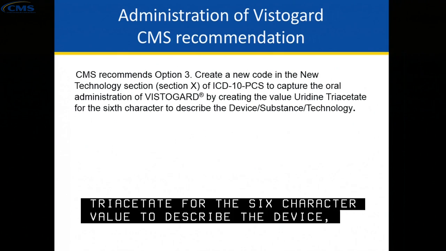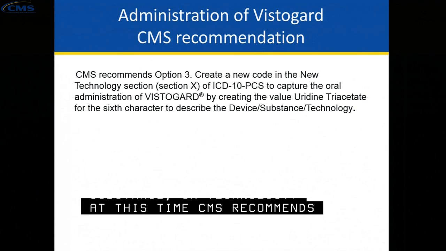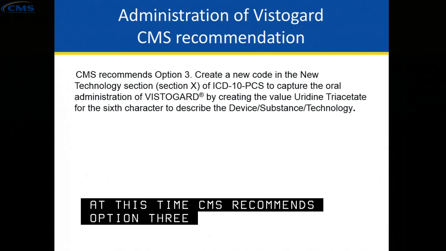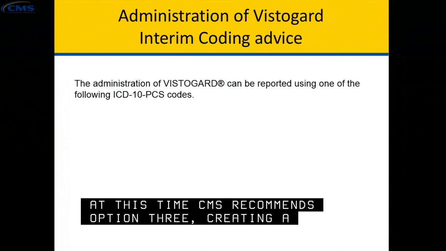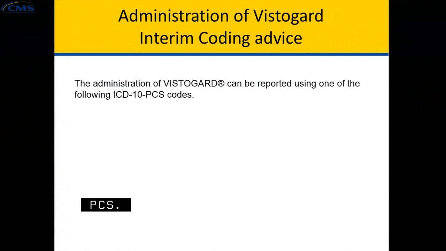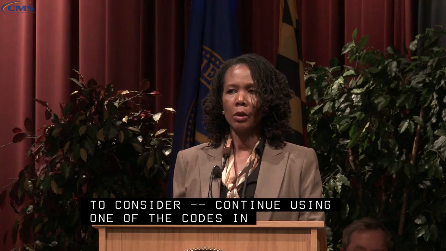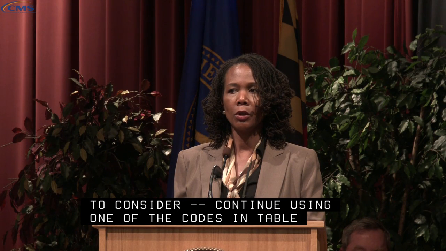At this time, CMS recommends option 3, creating a new code in the section X, new technology section of ICD-10-PCS. Interim coding advice would be to continue using one of the codes in table 3EO. That's what that should say. Are there any comments regarding the coding?